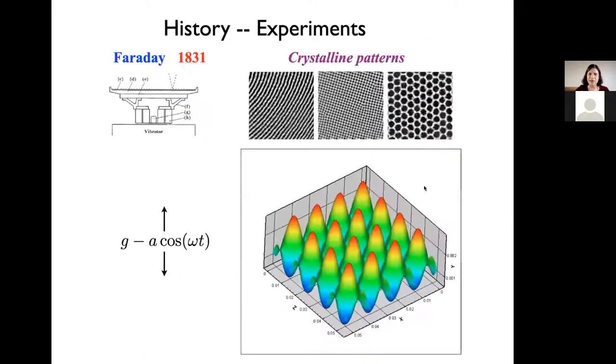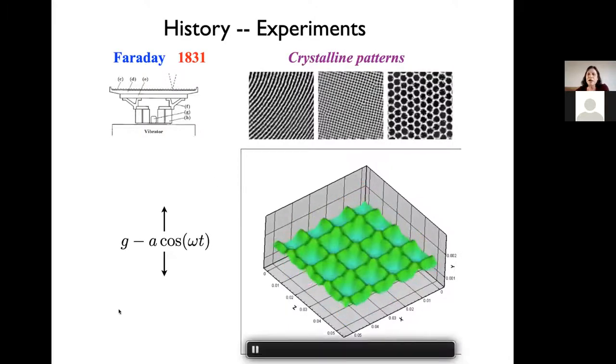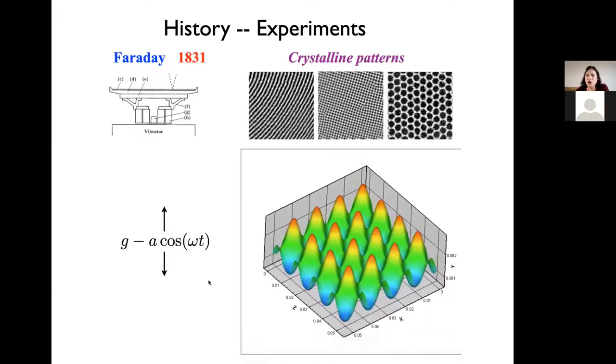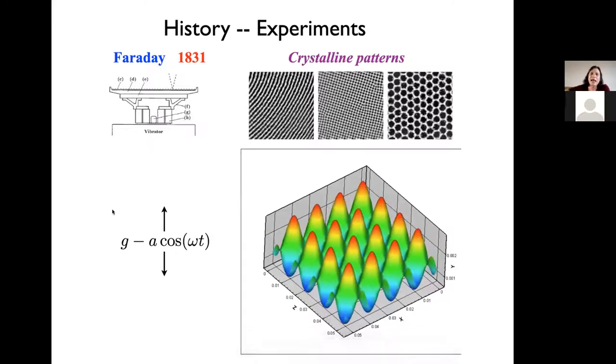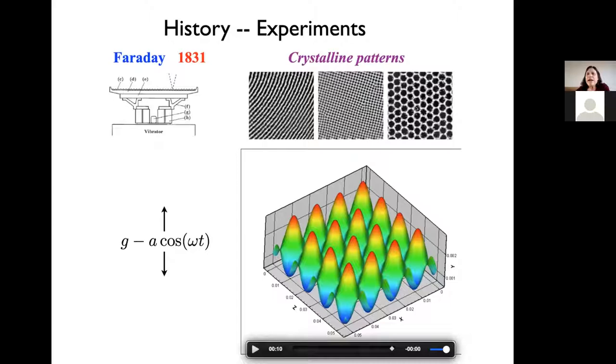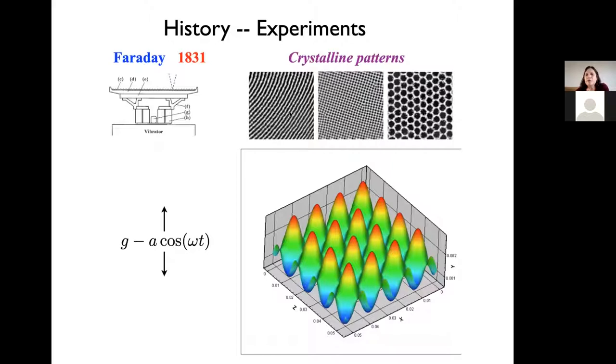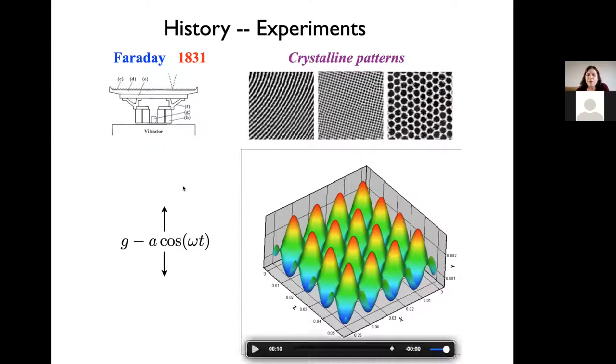Here's a schematic of an oscillating Faraday experiment, fluid wave, and here's a movie of those square waves you just saw. You see that a maximum becomes a minimum, becomes a maximum, becomes a minimum. And so this is the oscillation here. We usually consider it to be an oscillating gravity. We act as though the container is stationary and it's gravity that's oscillating. The main patterns that are seen are those that tile the plane, namely stripes or rolls, squares, and hexagons. But I'm going to tell you about patterns that are more exotic than that.